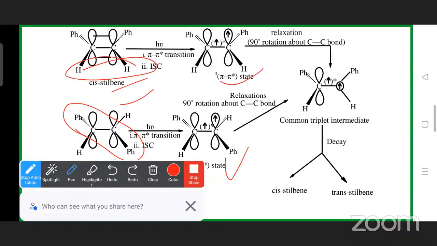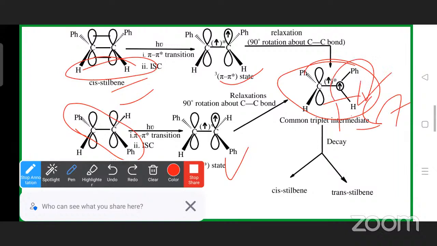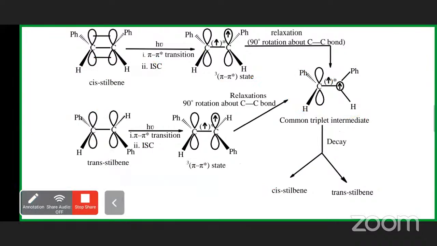Upon a transition state, this is your triplet transition state, where the rotation of this C-C single bond takes place. Then upon the relaxation, deactivation, or the decay, we are getting these two products, cis and trans products. This is the mechanism involved in this cis-trans isomerization.